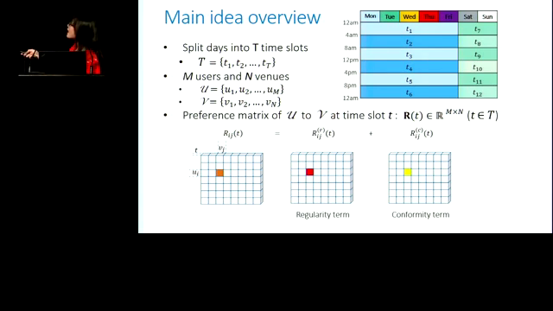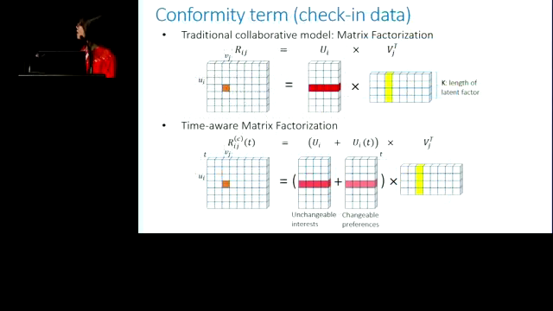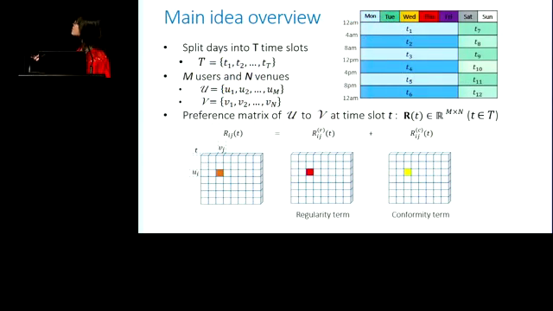Denoted as R_ijt. And as mentioned before, human movements can be driven by either regularity or conformity. So we here use two terms to indicate the contributions of these two factors. The first one is R_ij^R, which indicates that venue V_j is a regular venue of user U_i. And the second one, R_ij^C, indicates that venue V_j is frequently visited by the users who are similar to user U_i. So the formula is like this.